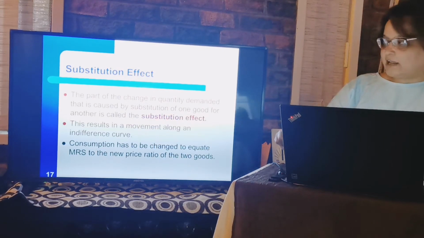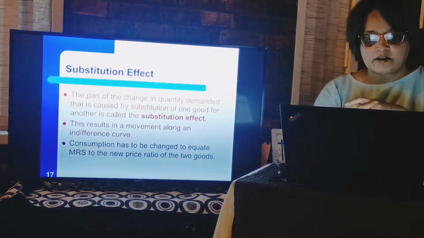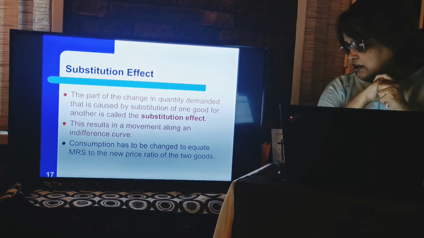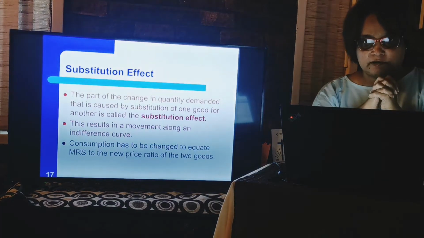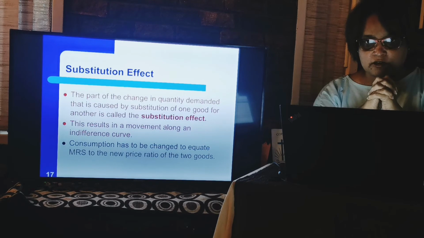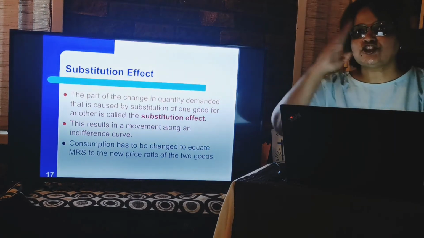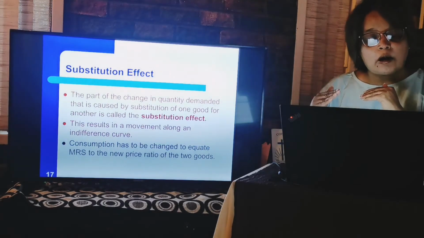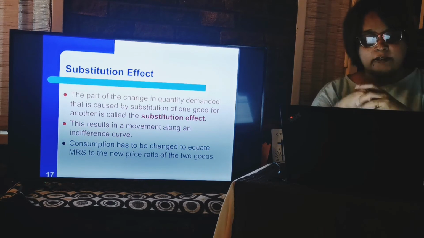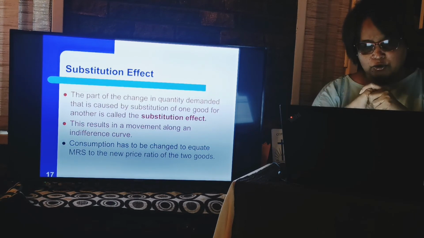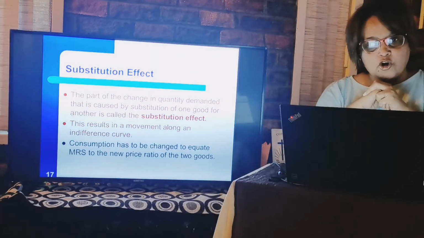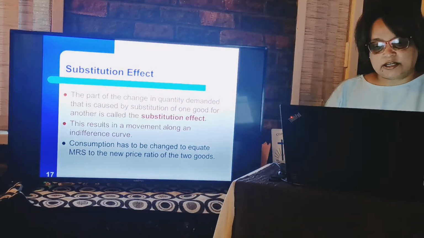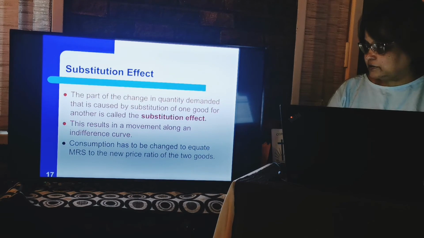Let's see what the slide says. The part of the change in quantity demanded that is caused by substitution of one good for another is called substitution. This results in a movement along an indifference curve. Along the indifference curve. When there's a change in demand, the curve shifts. But when there's a movement, it will go along the curve. We will touch on this again at the end of Part 3, so let's just move on. Consumption has to be changed to equate the marginal rate of substitution to the new price ratio of the two goods. Right.